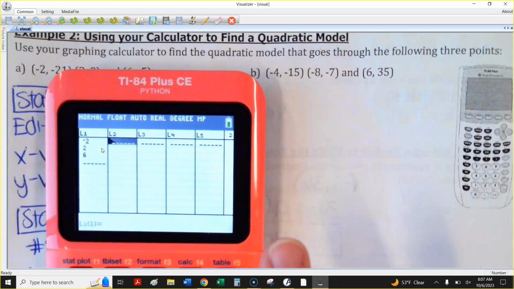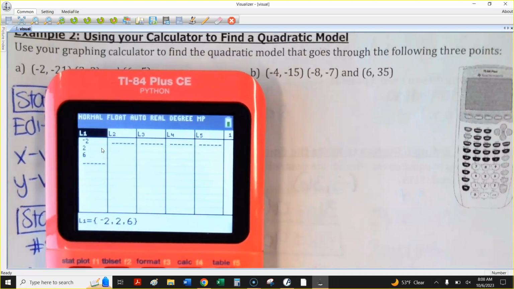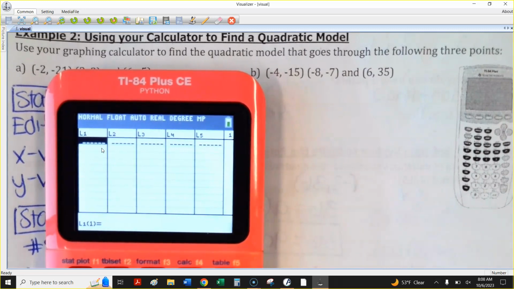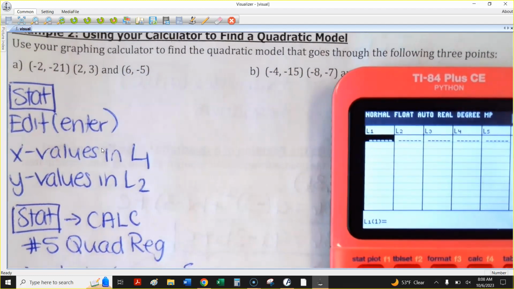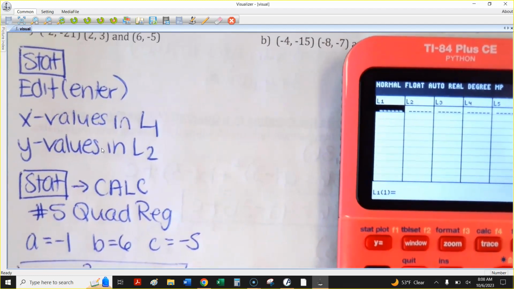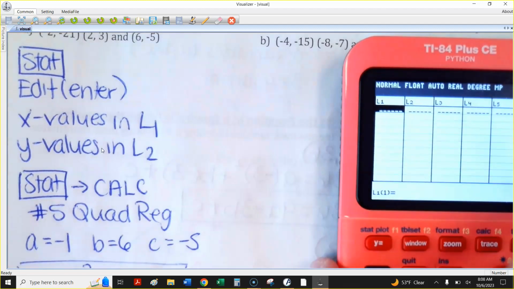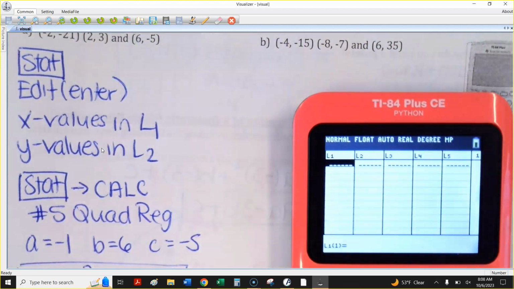Arrow over to the other column, up to the top so List 1 or List 2 is highlighted, hit clear, hit enter. Don't use the delete key, and that'll get rid of the data and you can start fresh. Okay, I'm going to leave the directions up here for you, and you try it with these 3 points. If anybody's having trouble, let me know.